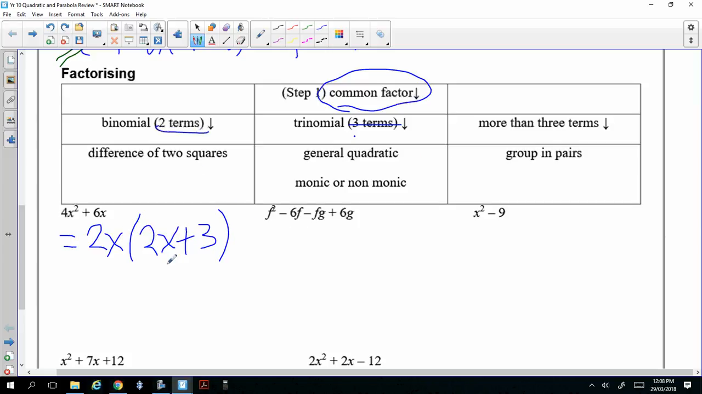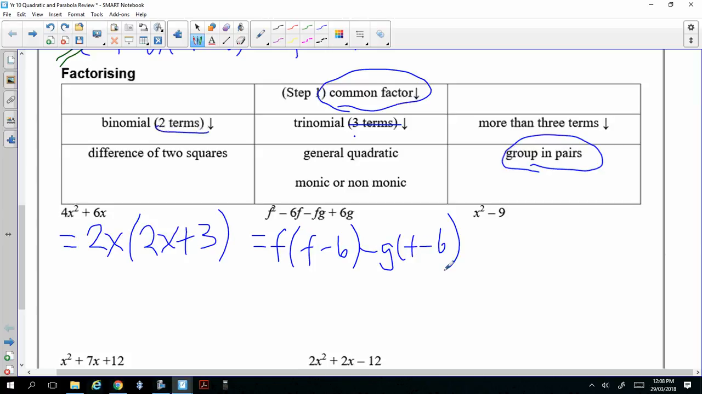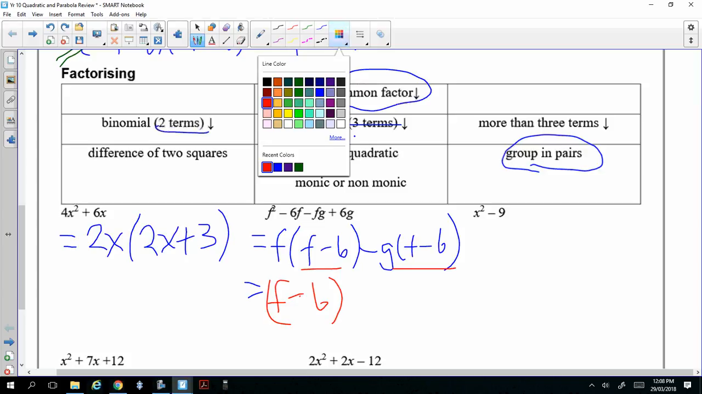How about the second one? 4 terms. Check if there's a common factor, there's none. And if there are more than 3 terms, you group in pairs. So you go f bracket f minus 6 minus g bracket f minus 6. Note that I put a negative g out, which changes the plus to a minus. And then you see there's a common factor of f minus 6 to be taken out. And then the rest will be f minus g. Okay?